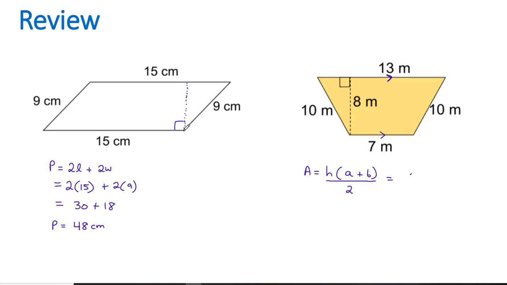So we're going to take 8 multiplied to 13 plus 7. Remember, we must do the brackets first, divided by 2. So that's going to be 8 times 20 divided by 2. So that'll be 160 divided by 2. The area is going to be 80. And in this case, the units are squared meters.